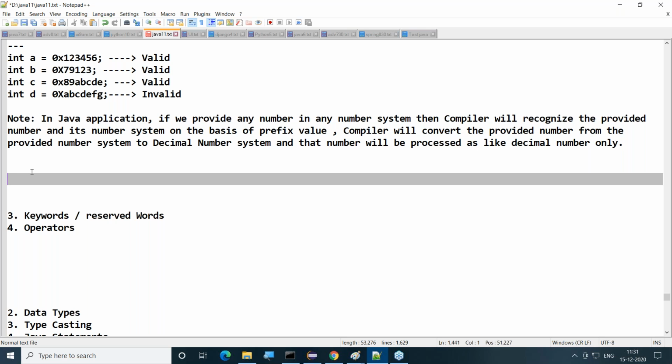Decimal number system. Right, sir, no prefix value. For the decimal number system, no prefix value.